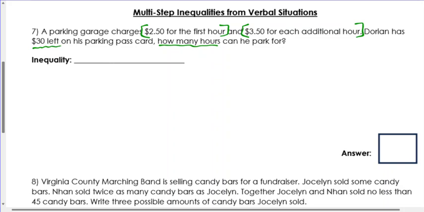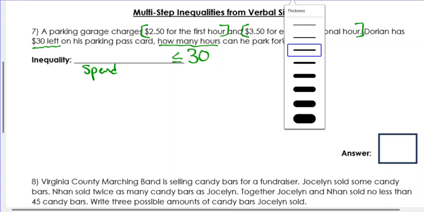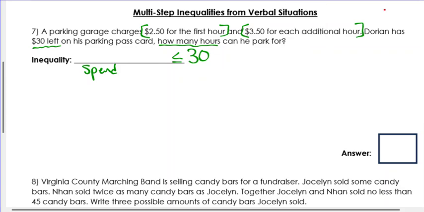So I'm going to start this the same way. I'm going to just put 30 on the right side and think about what inequality symbol I need to write here. Well, I can't spend more than that, so whatever I spend has to be less than or equal to that 30. Now for the amount that I spend. Well, I'm spending $2.50 for the first hour. So I'm going to start with that. $2.50 for the first hour, plus I'm going to spend $3.50 for each additional hour.